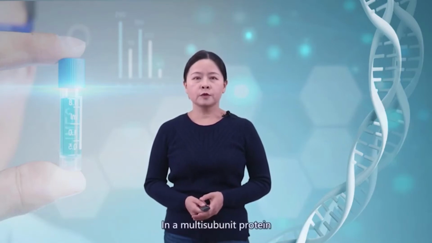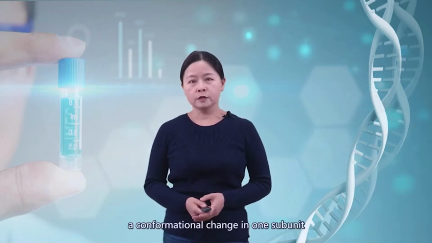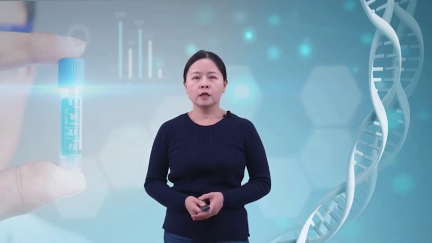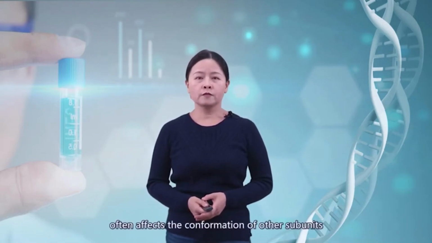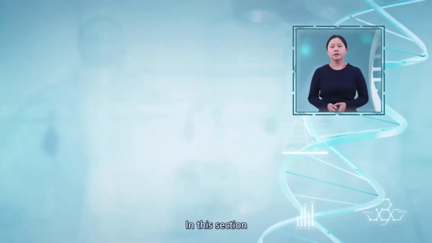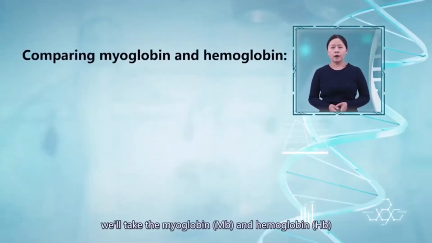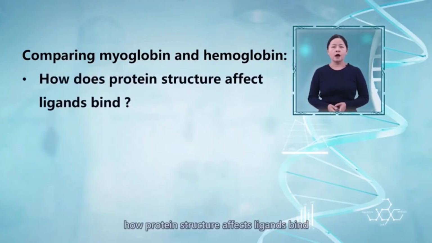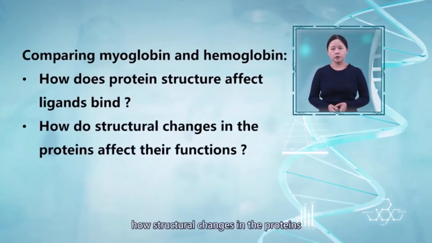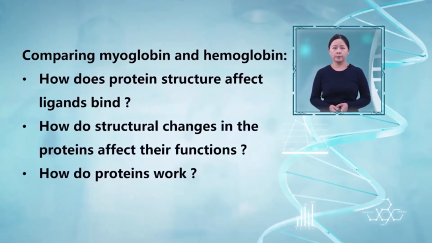In a multi-subunit protein, a conformational change in one subunit often affects the conformation of other subunits. In this section, we will take myoglobin and hemoglobin as examples to show how protein structure affects ligand binding, how structure changes in proteins affect their functions, and how proteins work.